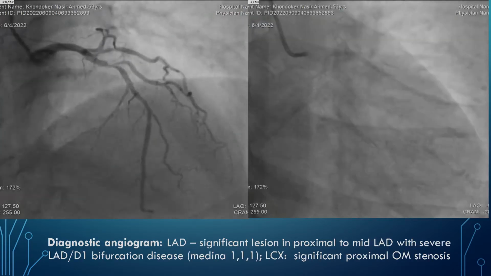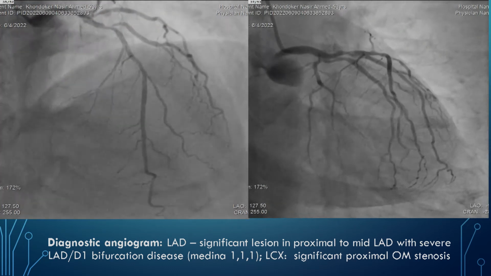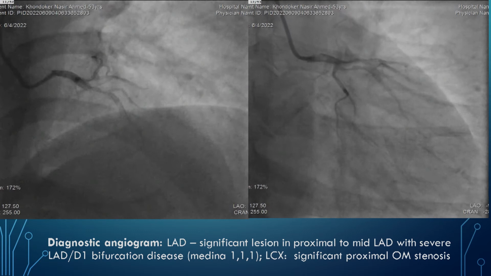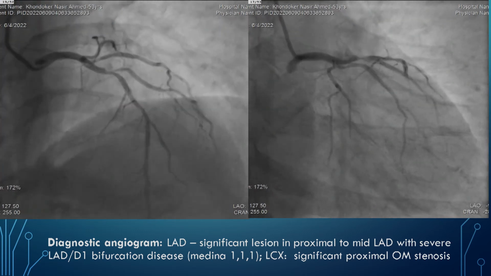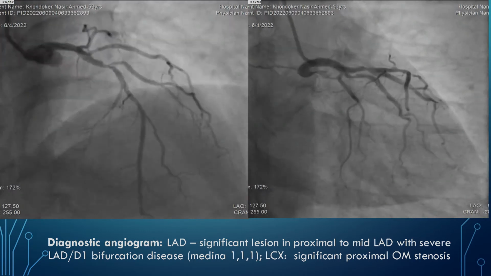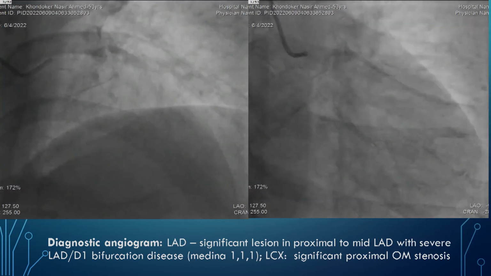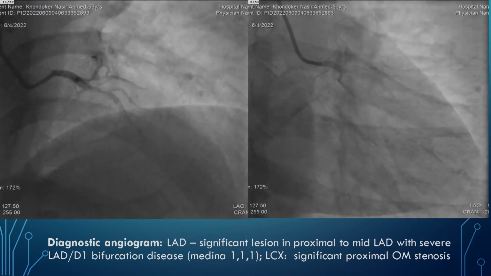Let us see the angiographic view of my patient. Here you can see there is a lesion involving the proximal to mid LAD as well as the diagonal 1 and 2, but there is a severe critical bifurcated lesion involving the diagonal 1. It was Medina class 111.